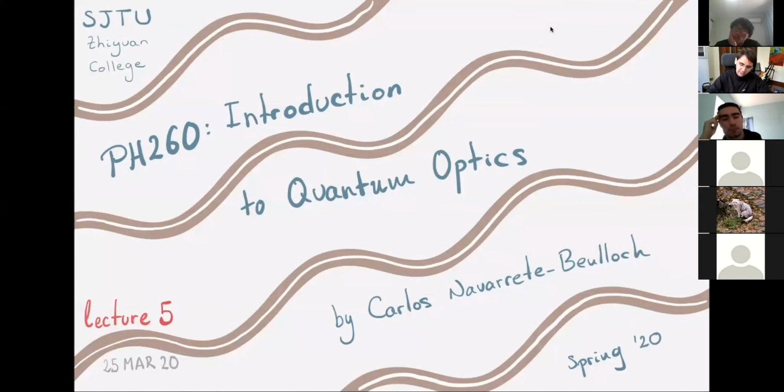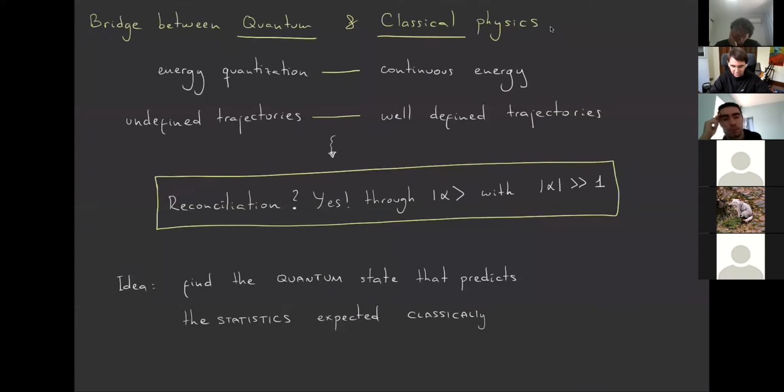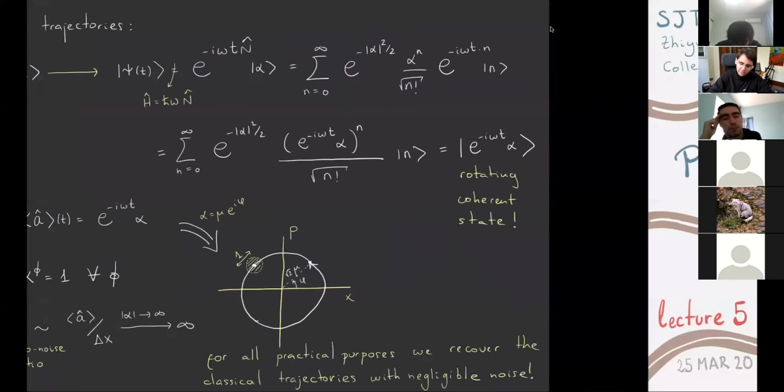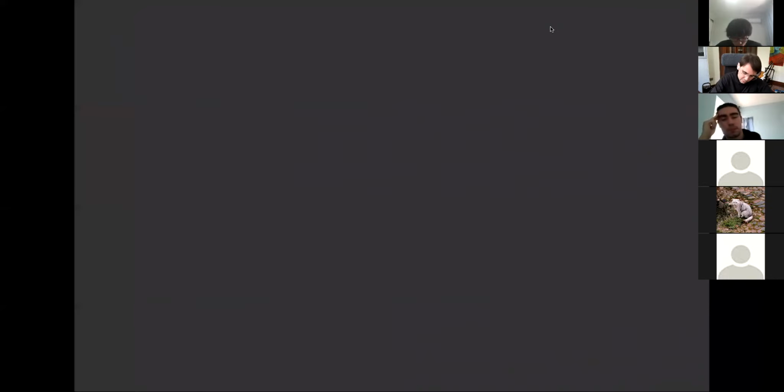And let's start with the second part of the connection between classical and quantum physics, which is how we recover a continuous energy spectrum from this energy quantized spectrum that quantum physics predicts for the harmonic oscillator. And the idea is actually very, very simple. The idea goes as follows. So let me just write it here, continuous energy.